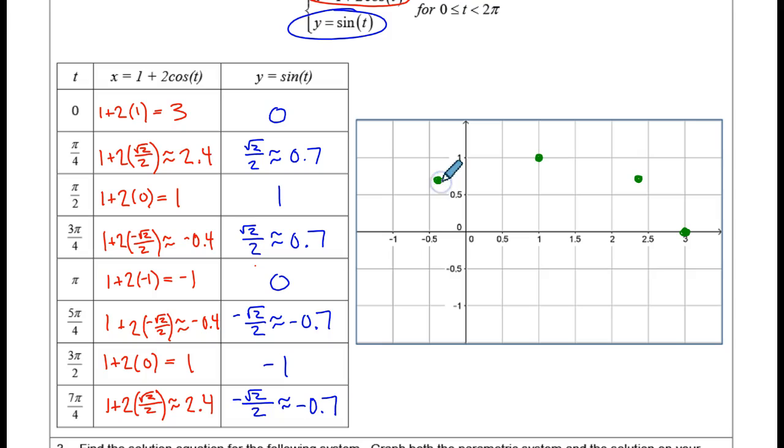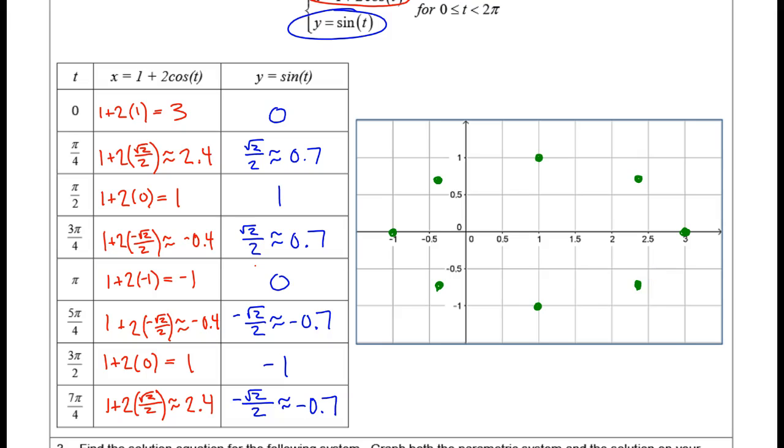Right about there. Negative 1, 0. Negative 0.4, negative 0.7. All right there. 1, negative 1 is right here. 2.4, negative 0.7 is about right here. And then if our table had gone to 2 pi, we'd start back over here with 3, 0, 2.4, 0.7, etc.